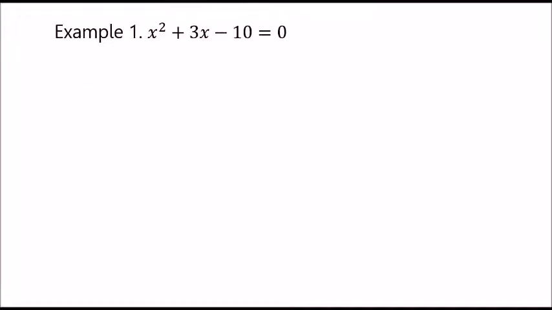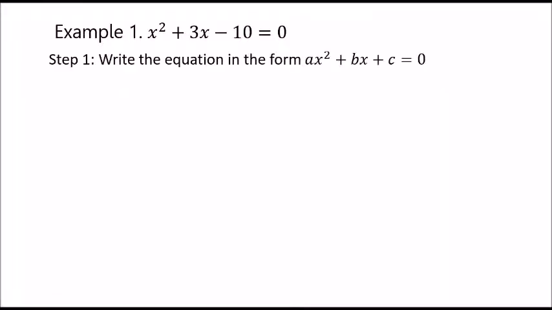Ito yung ating example number 1. X raised to 2 plus 3x minus 10 equals 0. Sa ating step 1, kailangan nating isulat yung ating equation sa form na ax raised to 2 plus bx plus c equals 0. Pero kung napapansin ninyo, naka-standard form na yung ating equation, kaya we just need to copy.